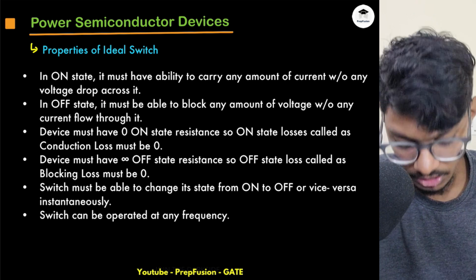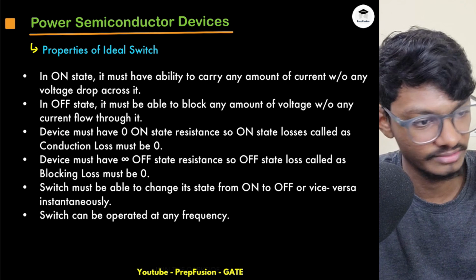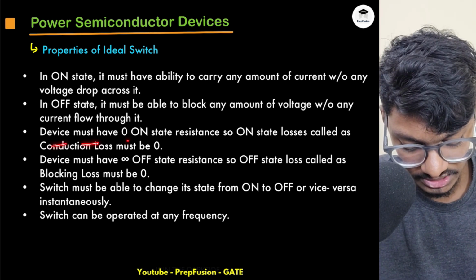Voltage drop is 0. In off state, it must be able to block any amount of voltage without any current flow. Current should not flow. Whatever the voltage, it doesn't care. Okay, it will not flow any current. It is stubborn.